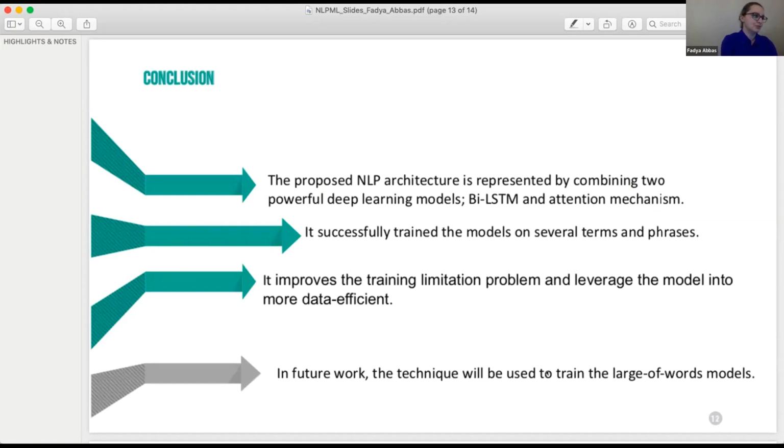The conclusion. The proposed NLP architecture is represented by combining two powerful deep learning models. The first one is LSTM, and the second one is the attention mechanism. It successfully trained the model on several terms and phrases. It improves the training limitation problem and leverages the model into being more data efficient. In future work, the technique will be used to train large word models.